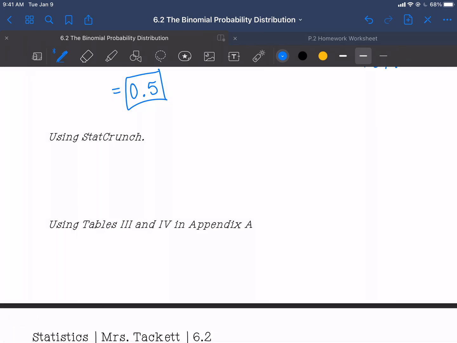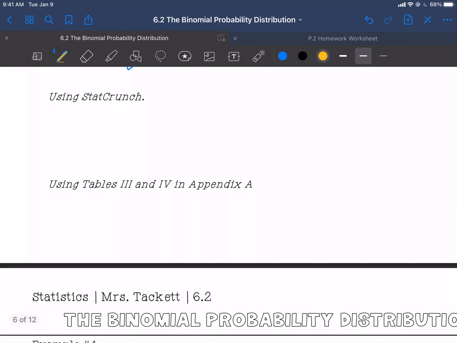If we are looking at the table, we can use table 3 or table 4. If we use table 4, then the probability that x is greater than 3 would just be 1 minus the probability that x is less than or equal to 3. So if we go look in that table, we're going to see that the probability x is less than or equal to 3 is 0.5. So 1 minus 0.5 is 0.5.